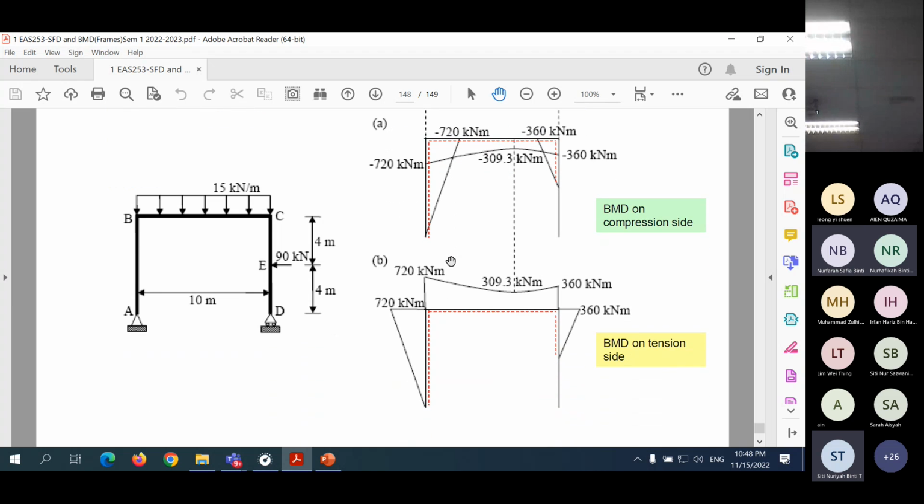Again, this compression side, tension side, the magnitude is the same, only you draw on this side. But which one is compression remains the same. Okay, which one is on compression, it remains the same. This one remains the same. So this is tension now, you draw on the tension side. This one is compression, you draw on the compression side.